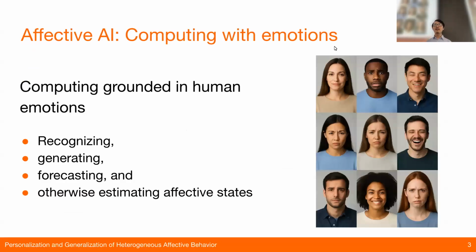So we begin with what affective AI is. So affective AI is a computing that is grounded and associated with human emotions, and it involves recognition, generation, forecasting, and also estimation of affective states.